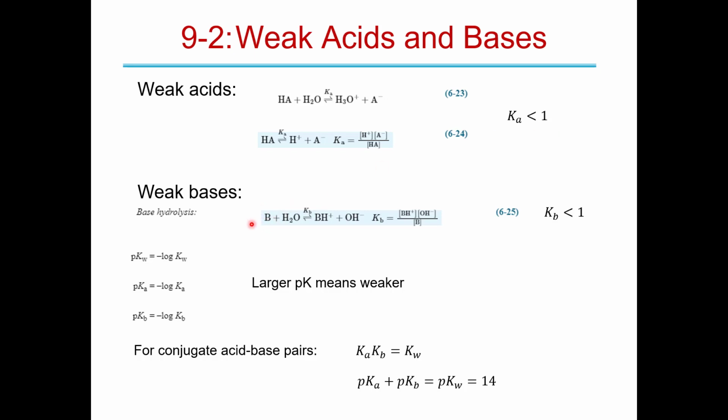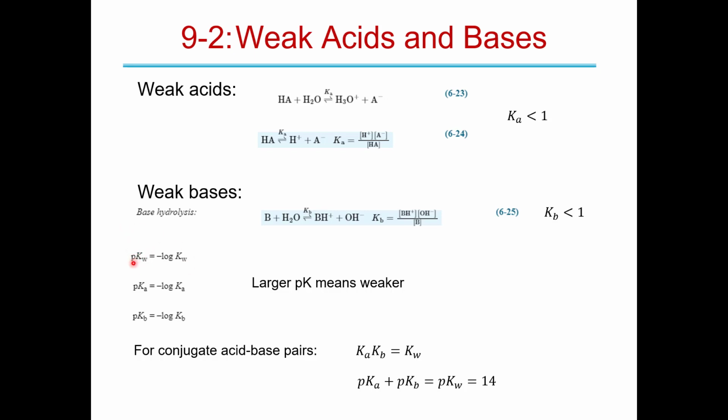For weak bases, we have a base hydrolysis. Bases are proton takers. They're going to take a proton from water. There's an equilibrium where you have the protonated base, BH+, and hydroxide. So we have a base hydrolysis constant, Kb, and it has this form: products over reactants, the protonated BH+ times the hydroxide concentration divided by the unreacted base concentration. And again, to be a weak base, we expect that the Kb value is going to be less than 1.